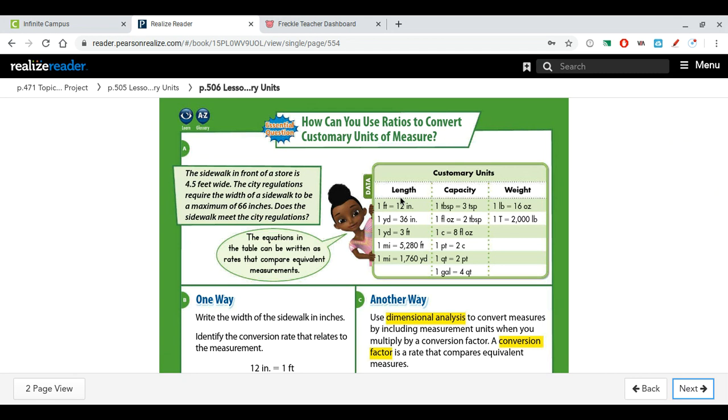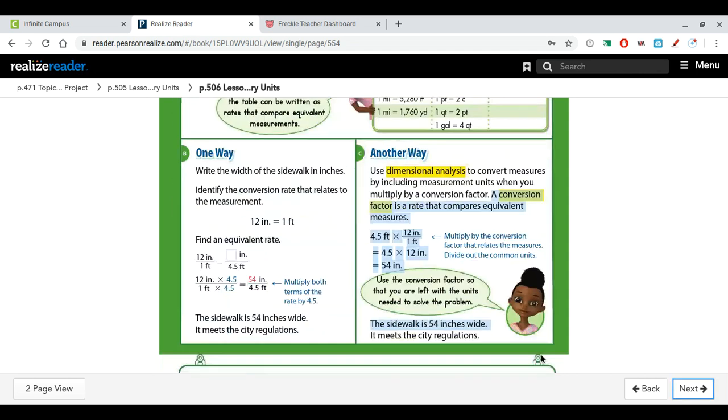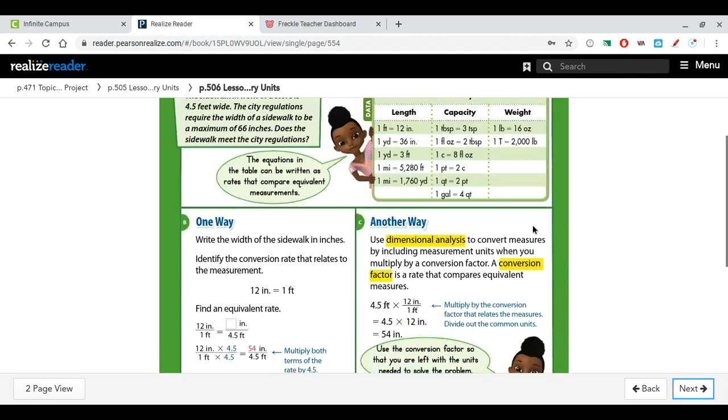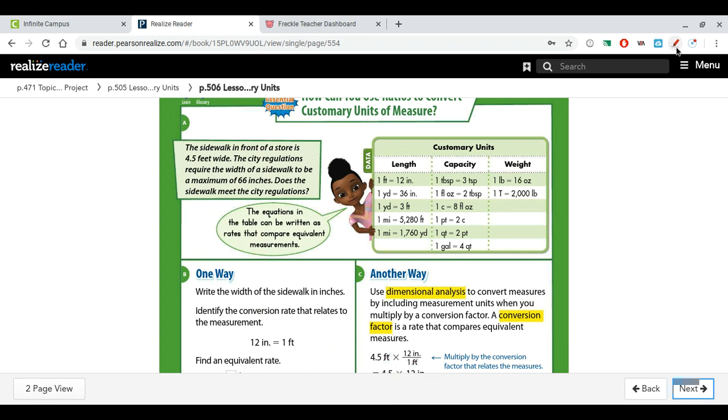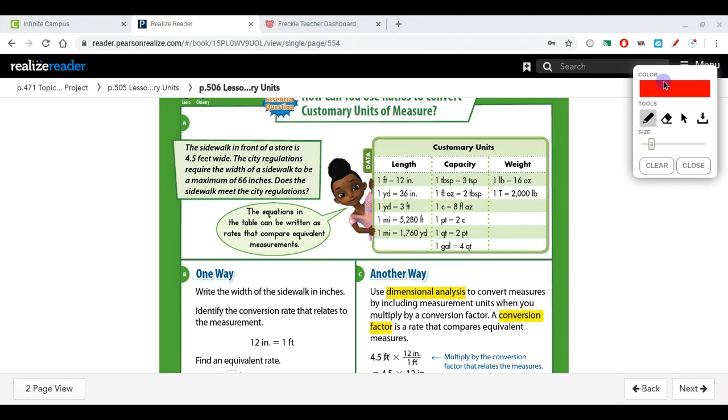You're going to want to make sure that you make note of this unit of measurement table today as you go throughout and are working on your independent practice, because it gives you your conversion factors for everything. Right here it says a conversion factor is a rate that compares equivalent measures. So we are working on finding equivalent units of measurement by converting them from one form to another.